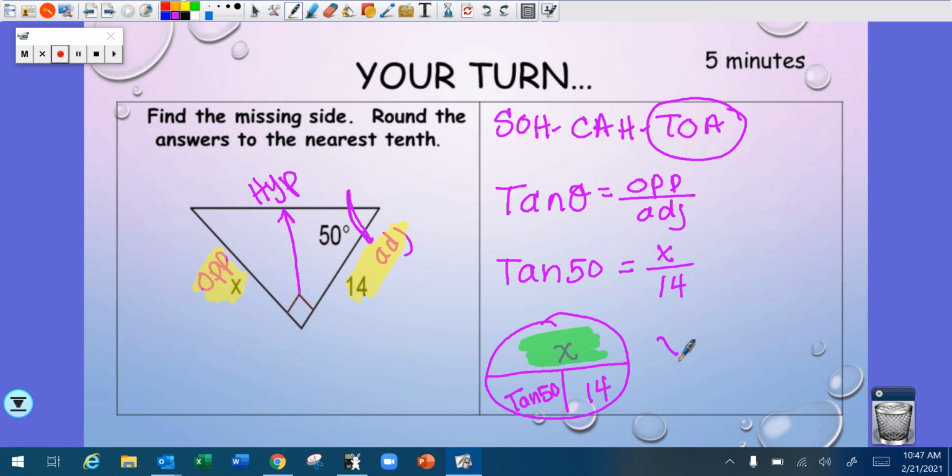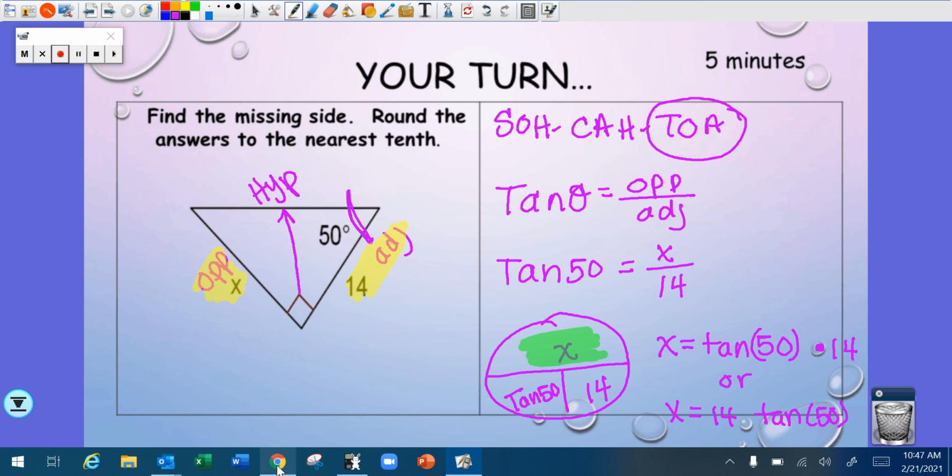Here, x equals, and there are several ways you can write this part, and y'all please be careful. Tan of 50, close the parentheses, times 14, or you can put the 14 in the front and do 14 times tan of 50. Please be careful. This 14 does not belong in the parentheses with the 50. That's a common mistake students make. Make sure the 14 is on the outside like this, or in front like this.